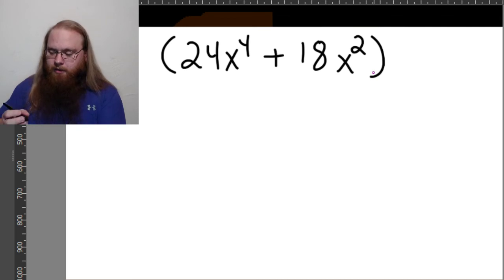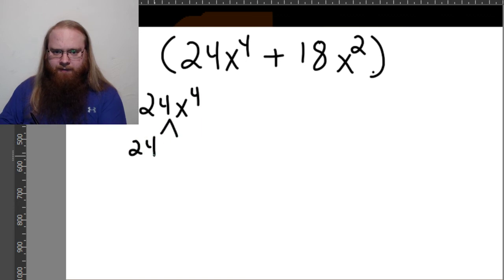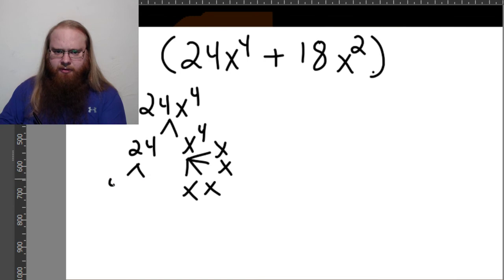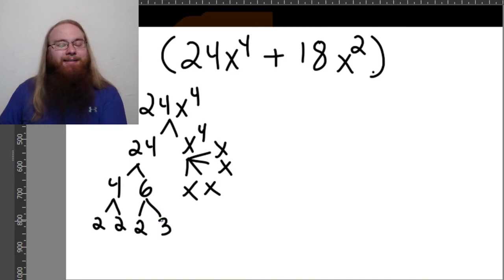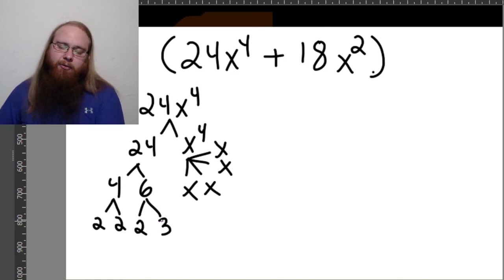Okay, so let's go ahead and go over this. So let's go ahead and factor our 24x to the 4th. We're going to get 24x to the 4th. I'm going to take care of my x's real quick. 24 is going to split up to, I like 4 and 6. 4 is going to become 2 and 2. And 6 has become 2 and 3. Remember, it doesn't matter how you factor this. If you want to factor 24 as 2 and 12, as 3 and 8, any of that will work as long as you go all the way down to the prime factors.